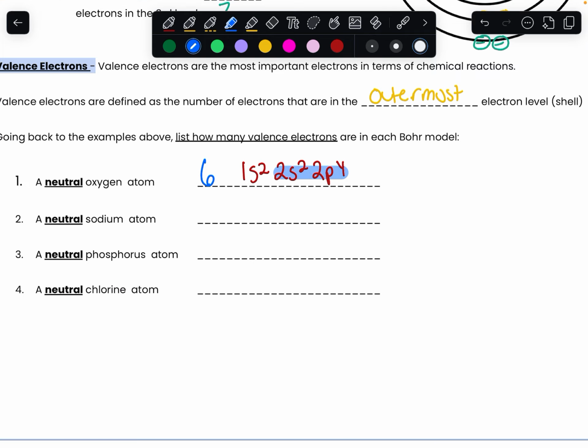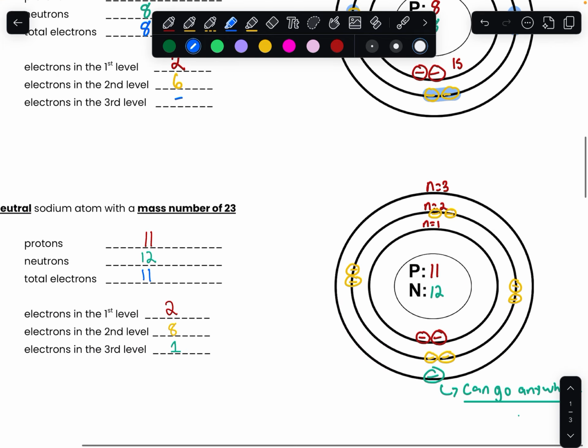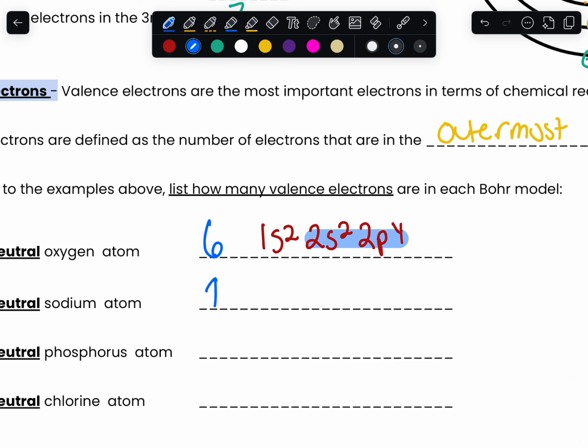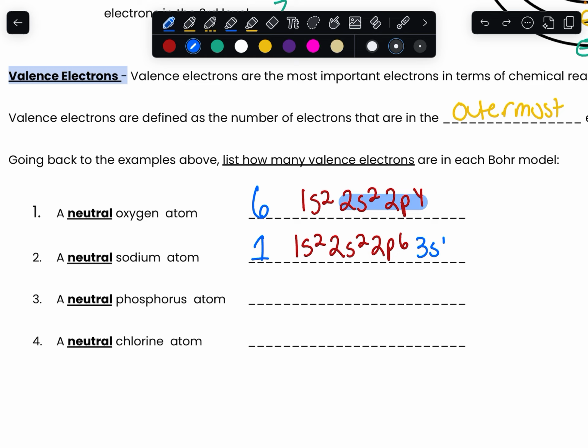All right, let's look at sodium. Looking at the highest level electrons existent in sodium, it is 3. So it's this electron down here. That gives us 1 valence electron. Again, if I wrote out the electron configuration for sodium, it would be 1s2, 2s2, 2p6, 3s1. That 3s1 is our valence electron hanging out in that 3s sublevel in the third energy level. Why don't you try out neutral phosphorus and neutral chlorine and come back and check your answers.